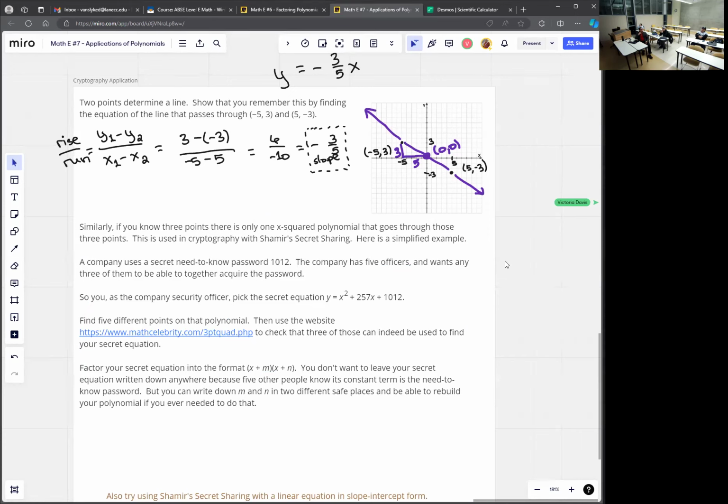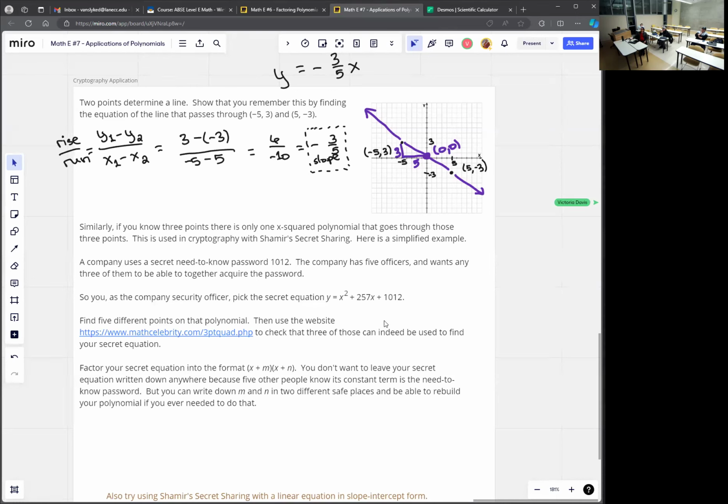So there's a trick in cryptography, code breaking, called Shamir's secret sharing. And here's a simplified version of how it works with small numbers. Of course, in real life, we'd use computers and giant ugly numbers. So say that there's a company, and if you really need to know, they will give you the password 1012. But so far, no one knows this password except the company security officer.